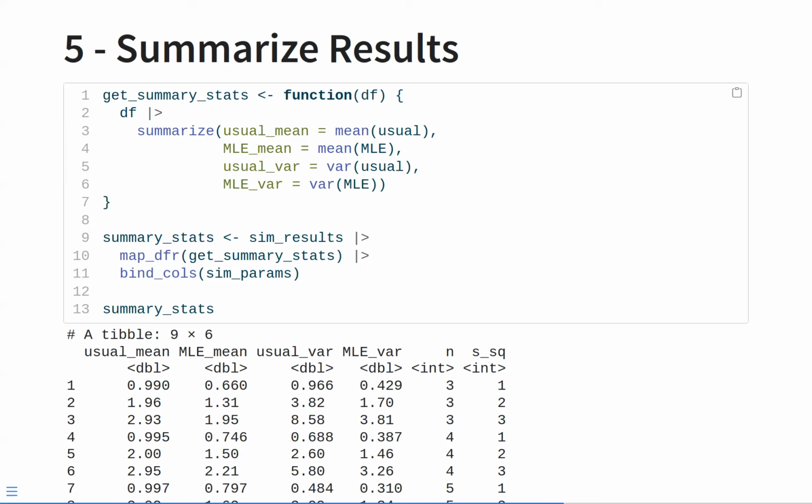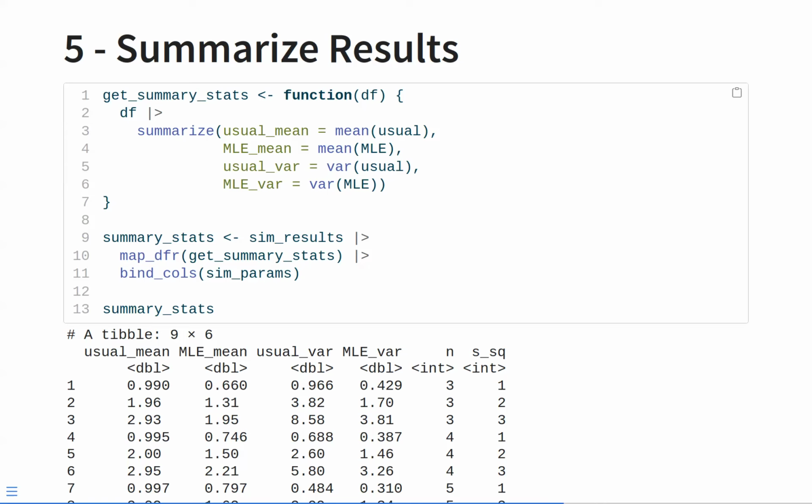So the first thing that I'm doing at the top of the slide is writing a function called getSummaryStats. This function takes in a data frame, and it uses some dplyr commands that you should be familiar with to compute the summary statistics of the columns of that data frame. So this data frame is assumed to have columns usual and MLE, and it's computing the mean and the variance of those columns. So what this function getSummaryStats does is it processes one of the elements of the list that we saw on the last slide.